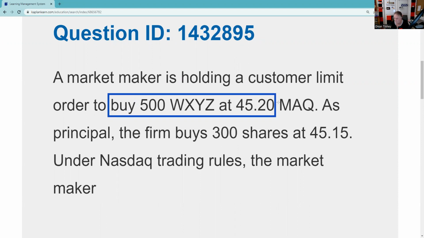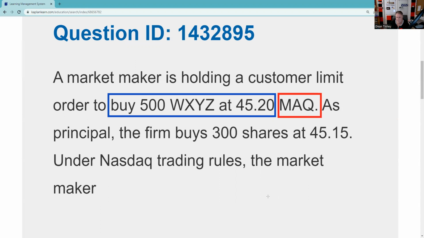MAQ is the minimum acceptable quantity. So that's the only reason. I don't know how you missed this, but my guess is you missed it by not knowing that means minimum acceptable quantity. So this order actually has two qualifiers, not one. It has two contingencies, two qualifiers. This customer is saying they want to buy 500 shares at 45.20, but they only want it if they can get all 500.